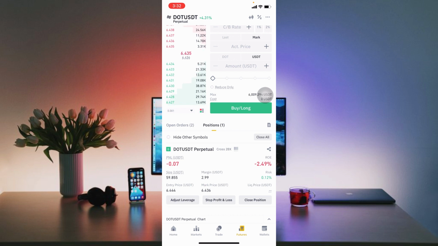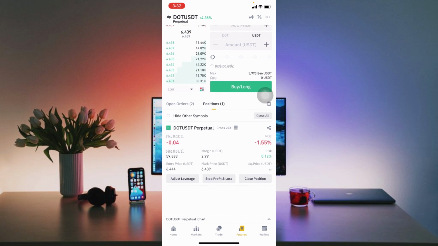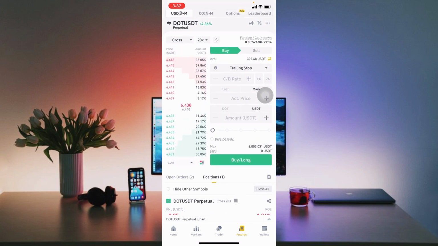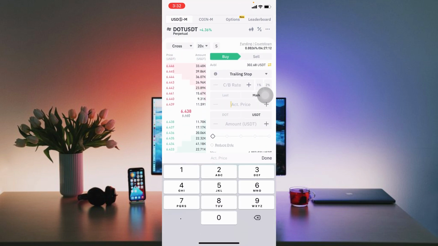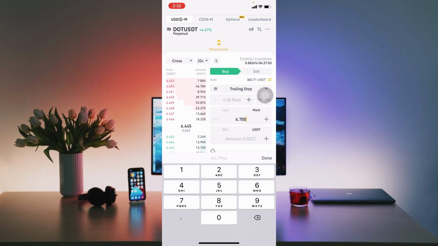And maybe you are 50% in profit, and your take profit was supposed to be 6.814, but the trade has reached 6.700 and you want to activate the price there. So we can just put our activation price 6.700. What we are telling Binance is that if we are using a trailing stop, then we set our percentage.